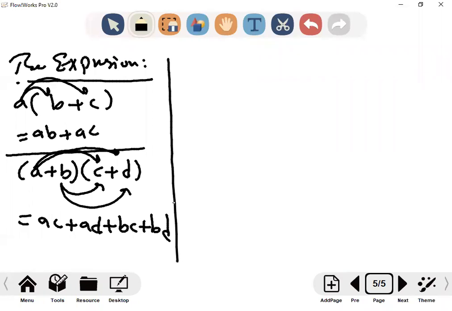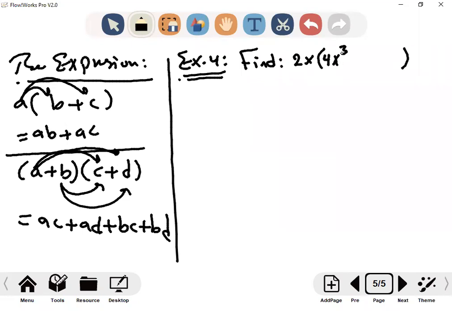Now let's take example 4. Multiply or find 2x multiplied by 4x power 3 plus 5x power 2 minus x minus 7. Distribute normally, okay?